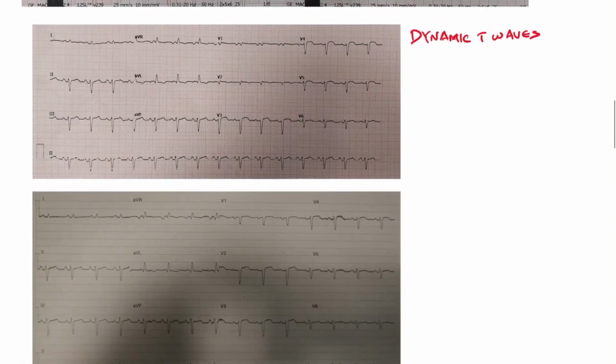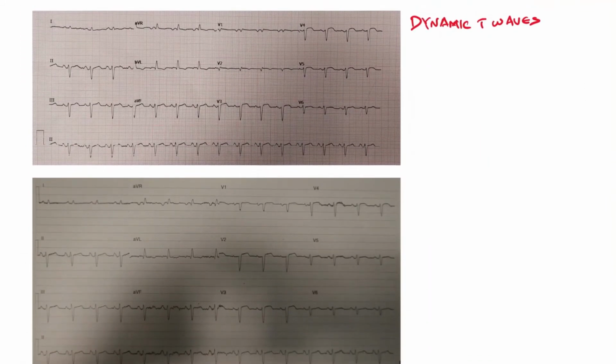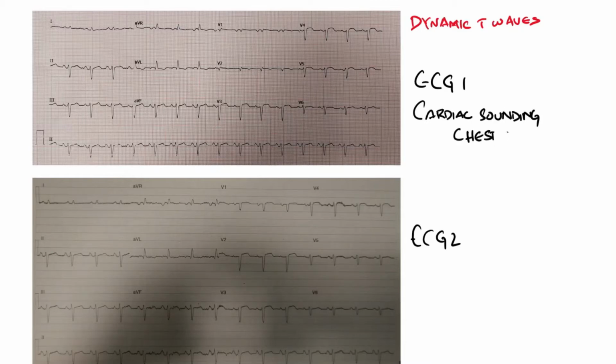These two ECGs were taken from the same patient minutes apart. So the top one is ECG 1, and the bottom one is ECG 2. You can see that there are dynamic T waves in these two ECGs. The patient had cardiac sounding chest pain, rising troponins as well. You can see in leads V2 and V3 that they show dynamic T waves, which means that the morphology of the T wave is changing and there is a bit of an ST elevation over there as well.